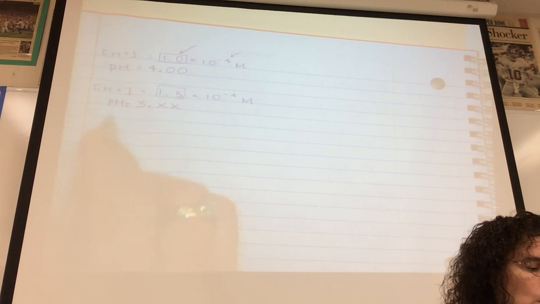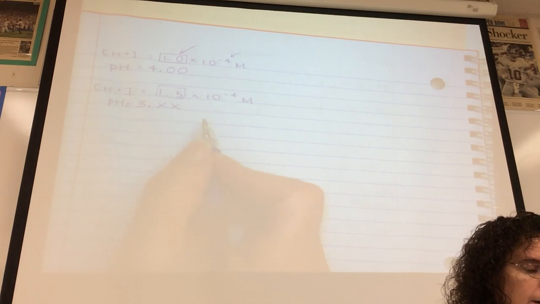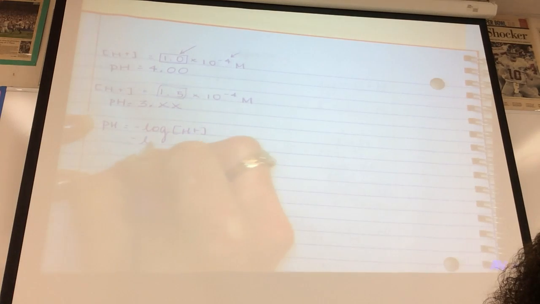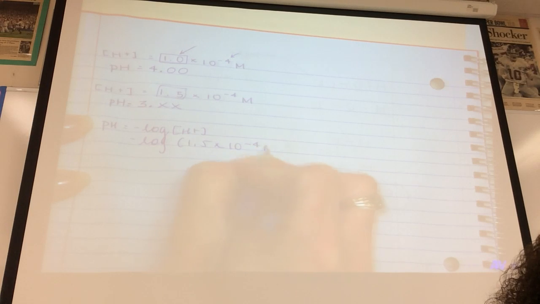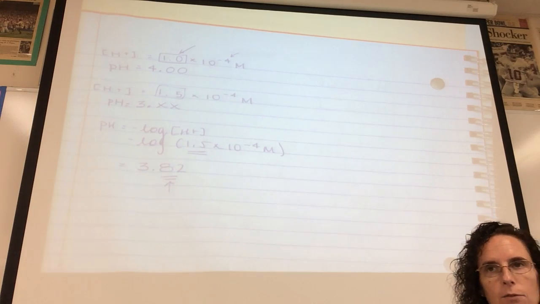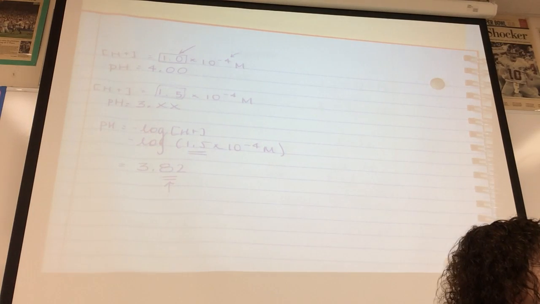In addition, with this problem here, pH is equal to negative log of the proton concentration. So negative log of 1.5 times 10 to the negative 4 molar. pH is going to be 3.82. 2 sig figs after the decimal point corresponds with 2 sig figs in the concentration.